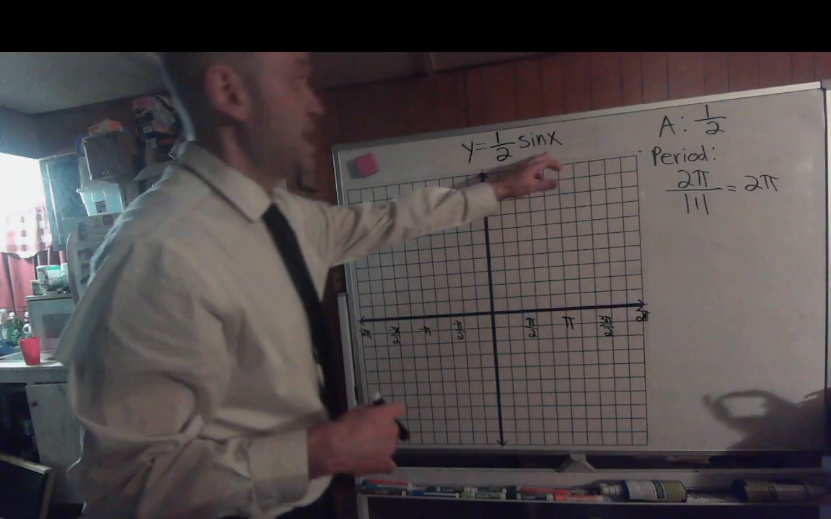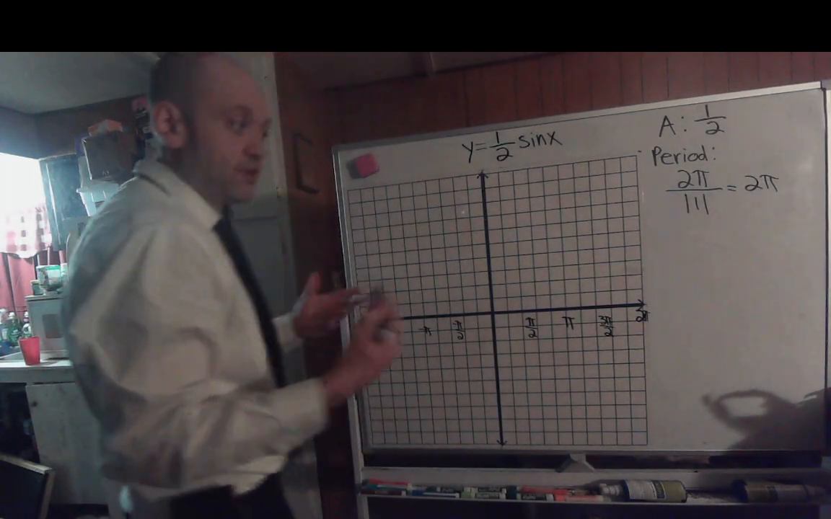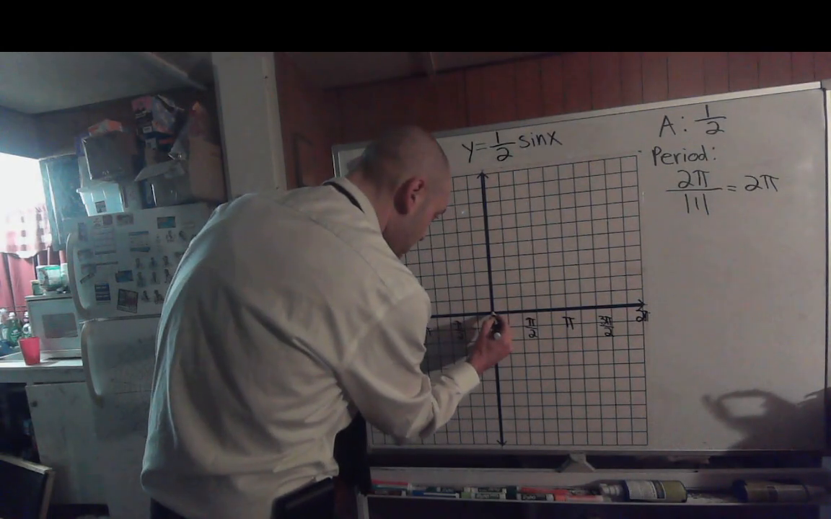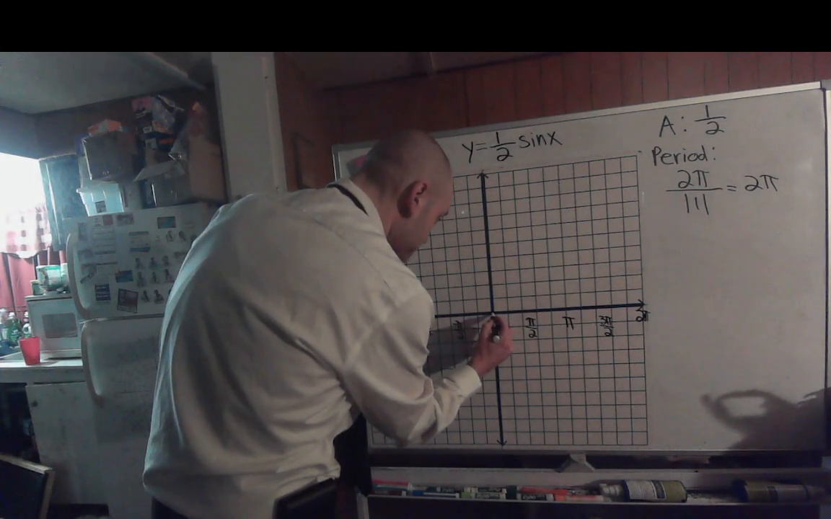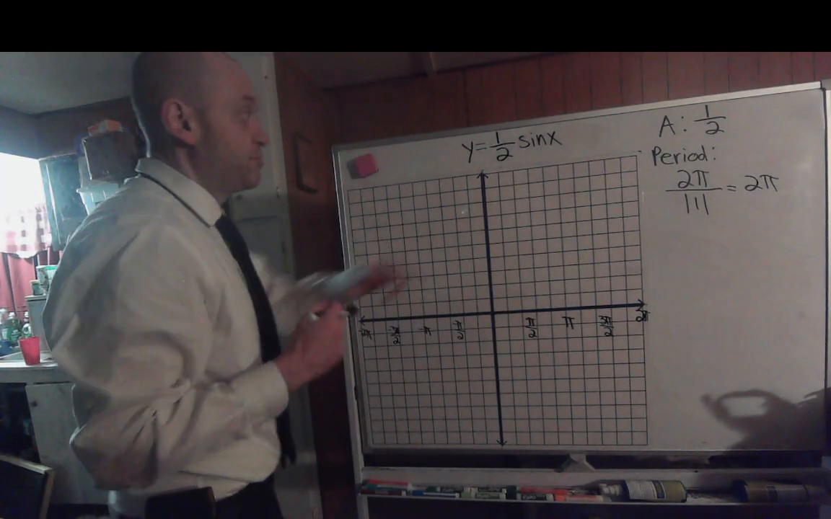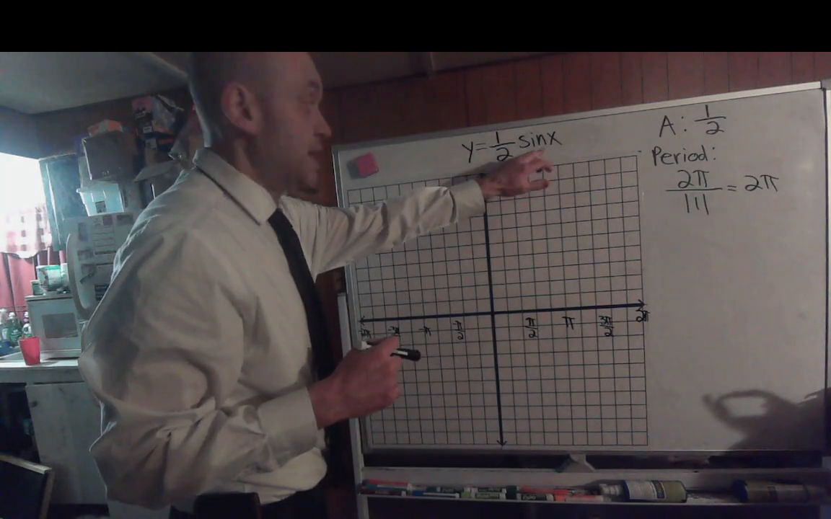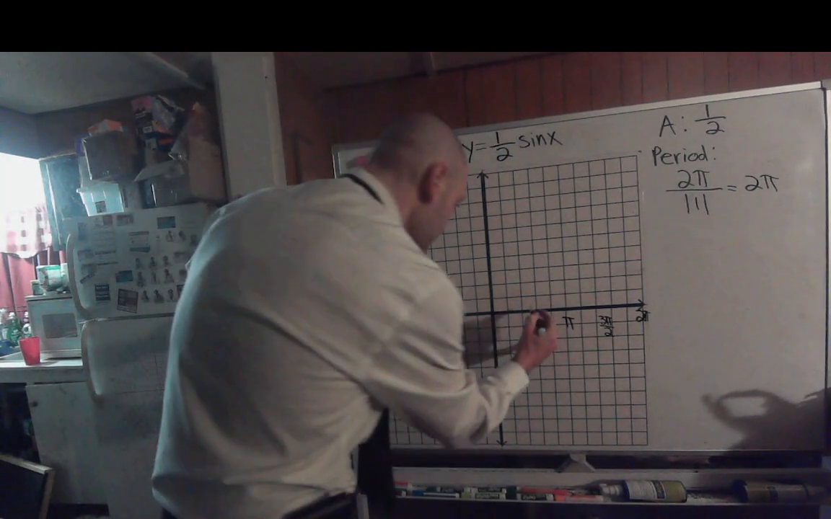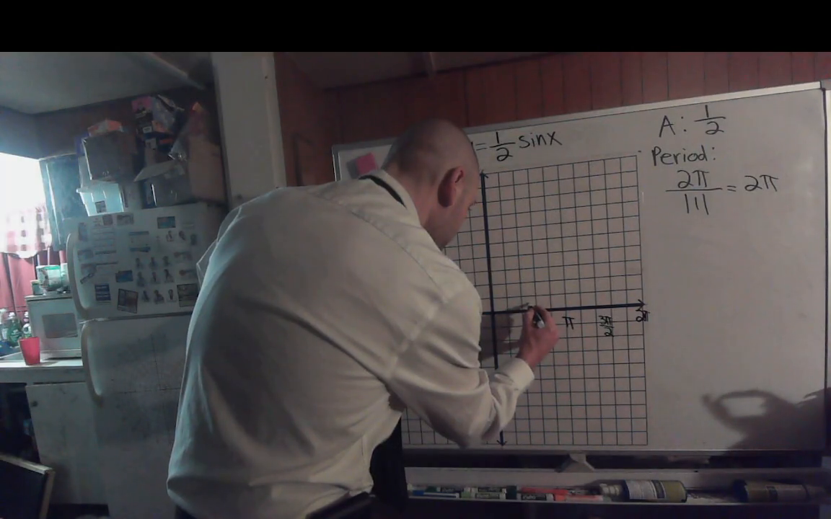Now, what's the sine of 0? Half of the sine of 0, that's half of 0, still 0. Alright, now, what is the sine of pi over 2? That's 1, but what's half of 1? That'll only put you up here at a half.